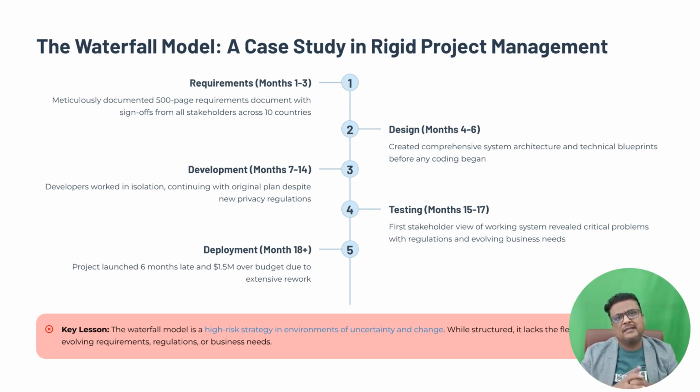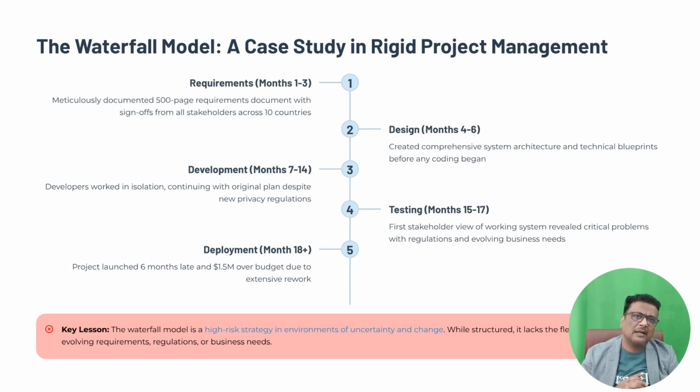Phase 2, design, months 4 to 6. With the requirements locked in, the architecture and design team gets to work. They design the system's architecture, database schema, and overall technical blueprint. They create detailed diagrams and specifications, essentially building a comprehensive plan for the entire system before a single line of code is written. Key deliverables: system architecture document, database schema, and detailed design specifications.